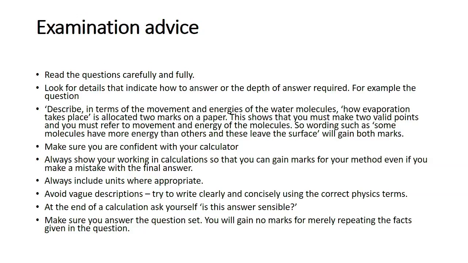Avoid vague descriptions. Just try to use the correct terms, the correct physics terms. And at the end of your calculation, when you do your work, go back and see, does this make sense? Is this answer really possible, that I can multiply 2 by 10 and get 100? So if it doesn't make sense and you think something is wrong, maybe you can go back and do the sum correction.